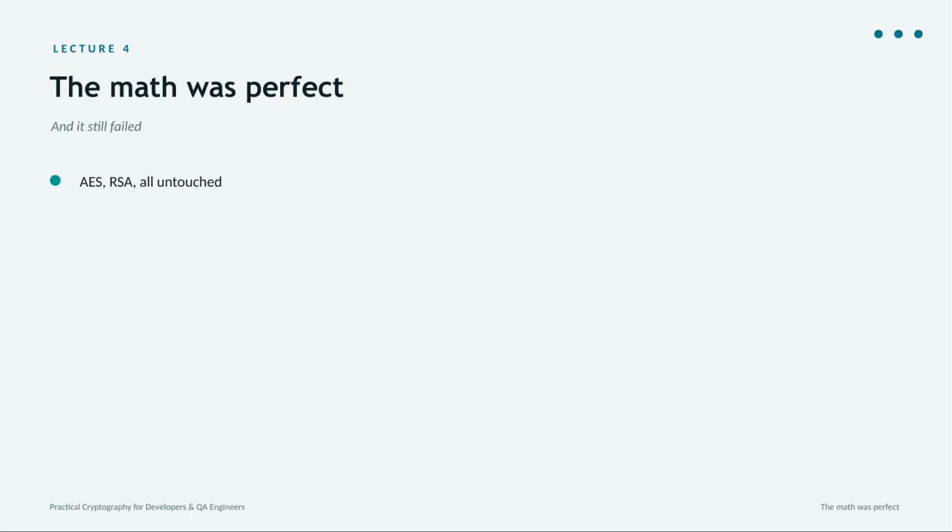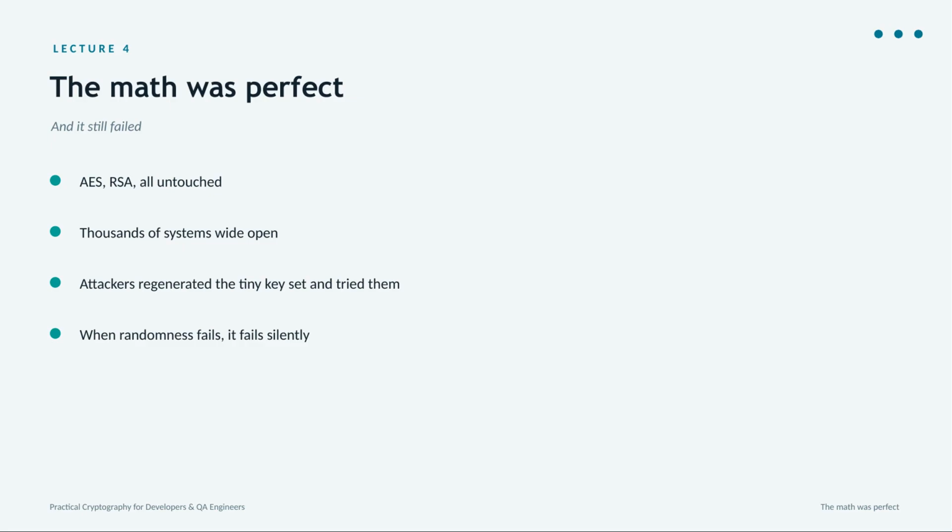Now I want you to sit with that for a second, because it's a whole lesson. Encryption can be perfect, AES, RSA, all of that, untouched. And yet thousands of systems are wide open, not because the math broke, but because the random numbers weren't random. An attacker didn't need to break the cipher. They just needed to generate the same tiny set of keys and try them. This is what I meant when I said randomness is the most critical part. It's invisible and it's easy to get wrong, but when it fails, everything can go down.